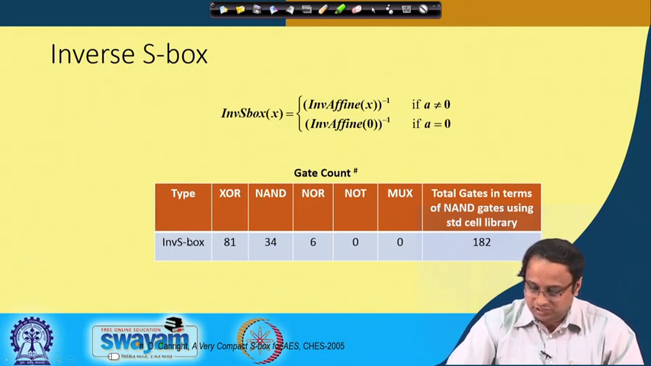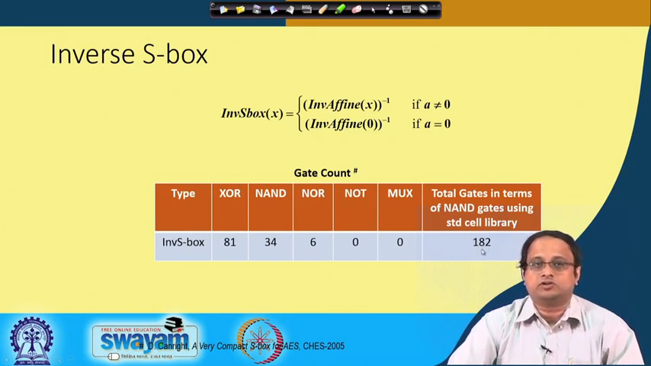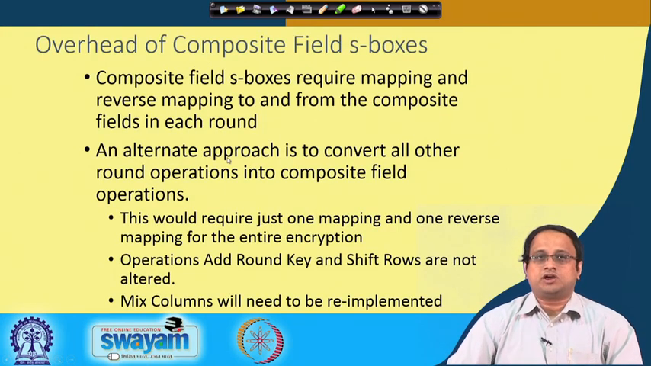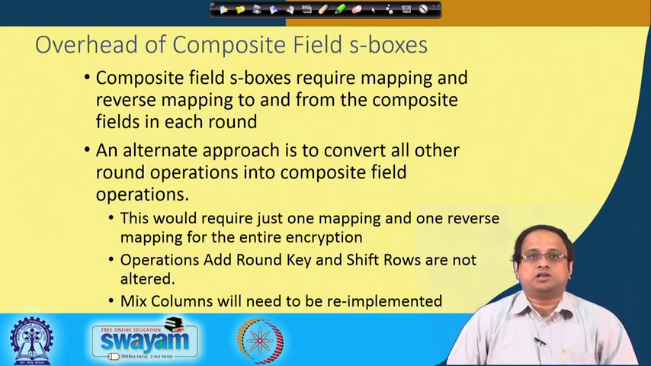So when you are doing this inverse S box in composite fields, the gate count requirement in terms of NAND gates is around 182, and therefore you have a similar amount of resource requirement for the inverse S box as well.